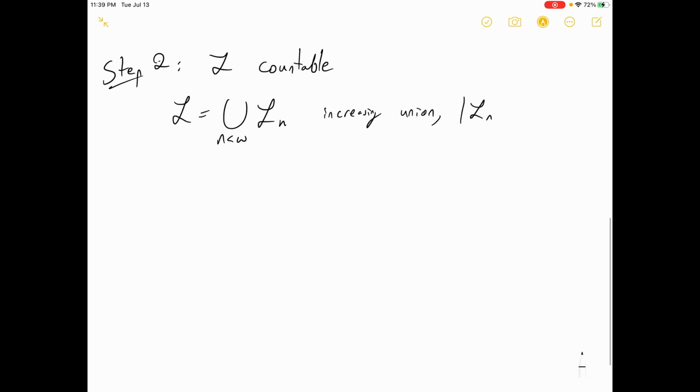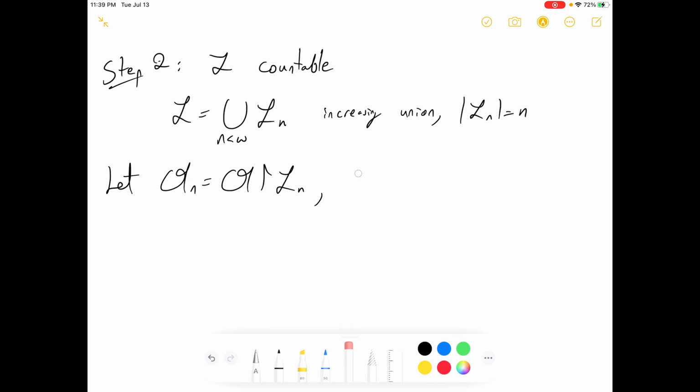I'm just being terse but precise here. We write L as an increasing union, including more and more symbols. And let's let A sub n be the reduct of A to the language L sub n. We're going to let B sub n be the reduct to L sub n.